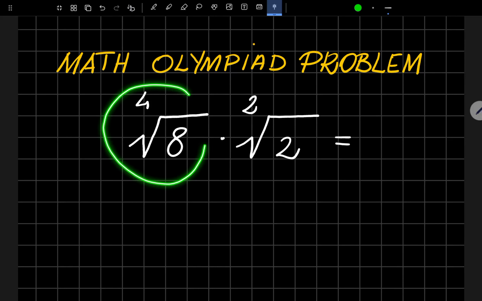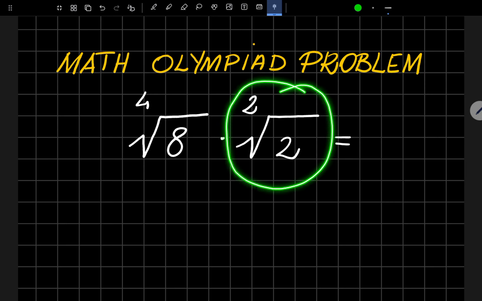Hi everyone! Today we will calculate this product, the fourth root of 8 times the square root of 2.